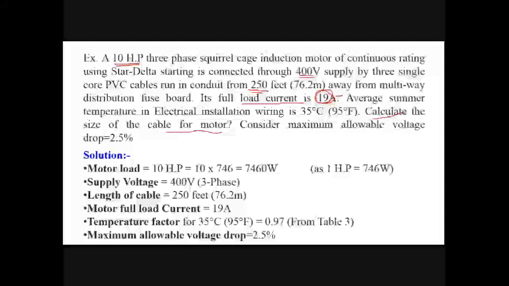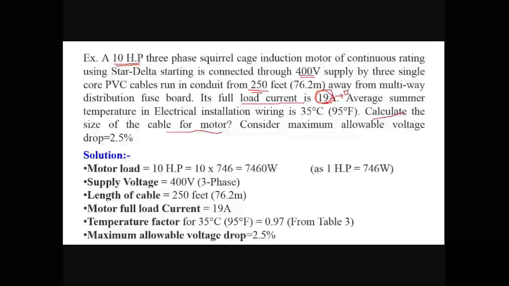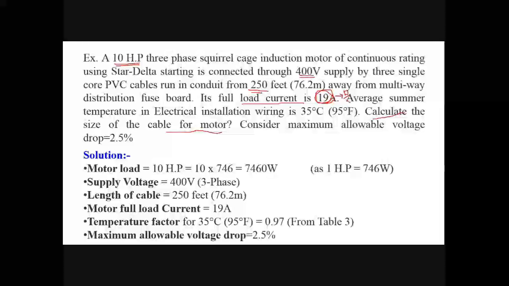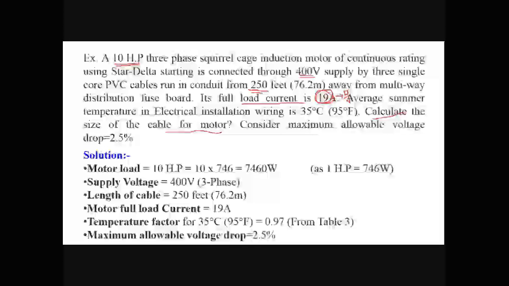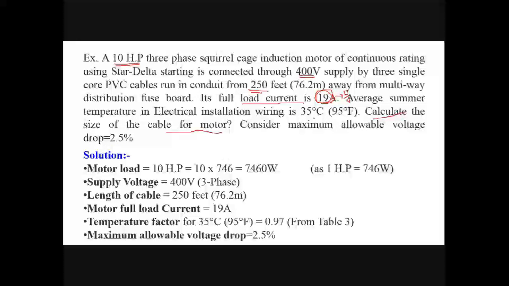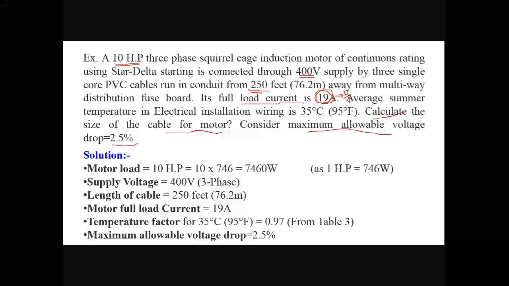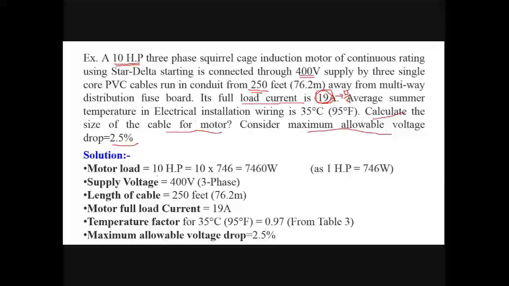If they have not given this value, then there is one more equation available, and that is P divided by V, and in terms of this you can find out the current value. The average summer temperature in the electrical installation is 35 degrees Celsius. So we have to find out the cable size, but they have given the maximum allowable voltage drop as 2.5%.